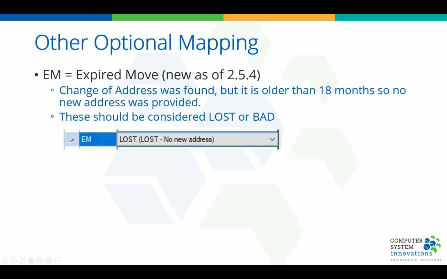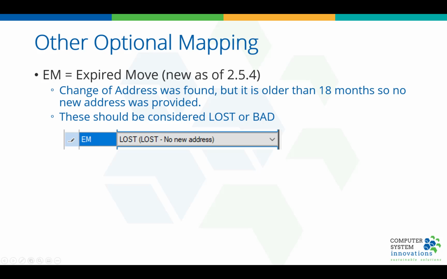Next up, expired move. This is a brand new result from iMove as of 2.5.4. This says, hey, we did find a change of address. The person moved, but they moved more than 18 months ago, so we don't provide a new address. It's very expensive to do that, and that's why iMove doesn't do that. So right now, if there is a change of address in the postal database, but it's more than 18 months old, we're going to get back an EM status.